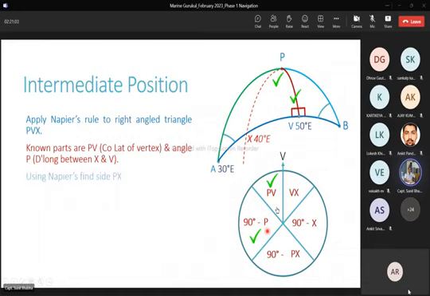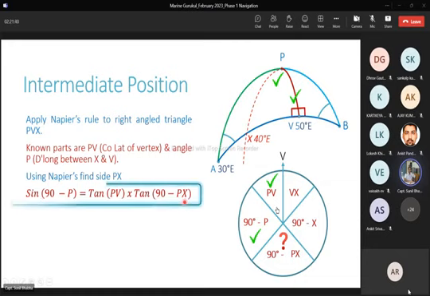Let's now try to find out the part PX. You can see a question mark coming up in the cartwheel. This is what we are trying to find out. So we apply the Napier's rule and we use the adjacent formula in this case. Sine of 90 minus P, the middle part, is equal to tangent PV, PV is adjacent part 1, multiplied by tangent 90 minus PX, which is adjacent part 2. So PV is known to us, angle P is known to us. So putting these two values, we can easily find out the side PX, Papa X-ray.